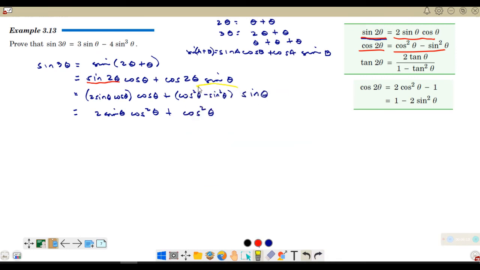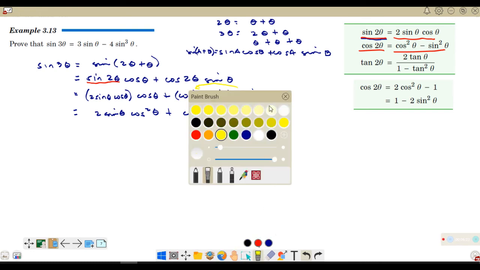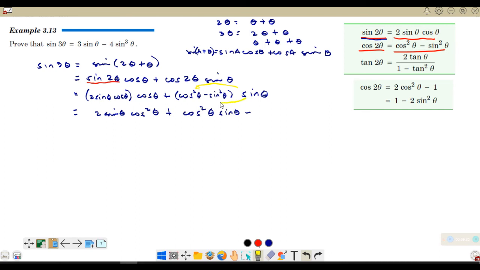Sine theta times cosine squared theta is cosine squared theta sine theta, minus, dito naman natin siya i-distribute sa kabila, sine theta times sine squared theta. Magkakaroon ka ng sine cube theta because we have sine squared theta times sine theta. Tatlo na yung sine theta mo, we have sine cube theta.